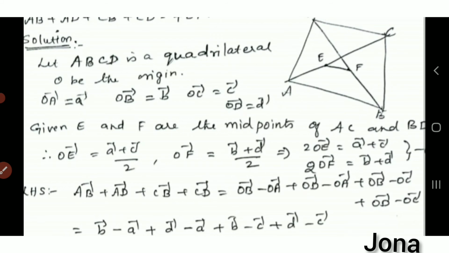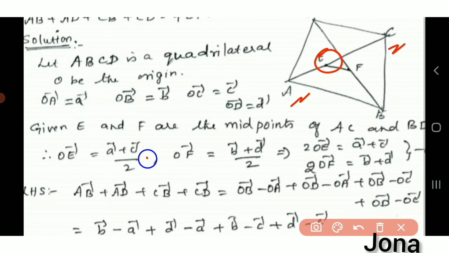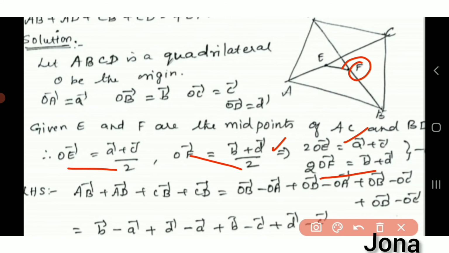So we can write this E as, here this is A and this is C vector, isn't it? So OE can be written as A vector plus C vector divided by 2 and OF can be written as B vector plus D vector by 2. By cross multiplying these two we got 2OE equal to A vector plus C vector. If you cross multiply these two we have 2OF equal to B vector plus D vector.